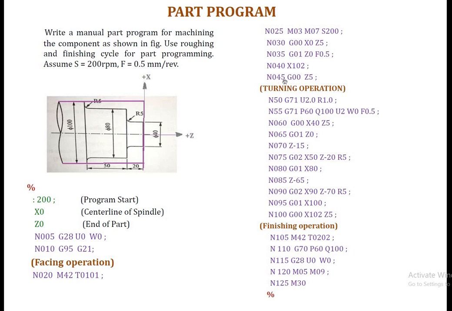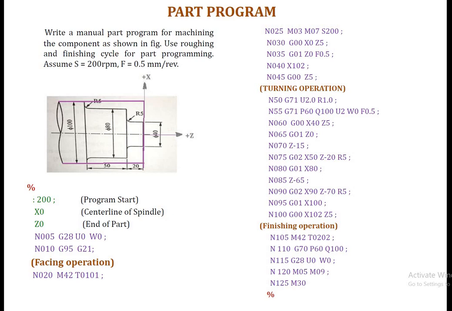Next is N045 G00, that is the rapid traverse to Z5. So again it moves to Z5, and now the tool comes to this position. So this is the complete facing operation. Now we'll go for the turning operation.